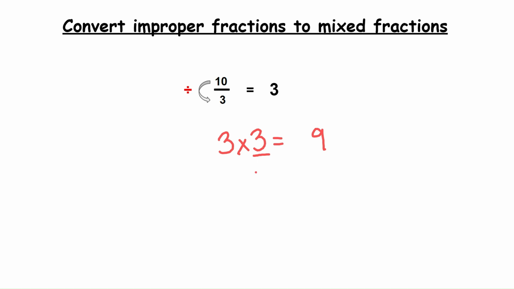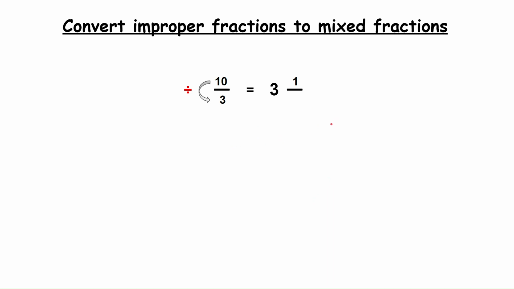So now that we've calculated our whole number, we need to calculate the numerator of our mixed fraction. Now the numerator is going to be the remainder. That means what was left over after we divided 10 by 3. So what was left over? Well, we can calculate that by taking our number 10 and subtracting 9, which is 1. So our remainder is 1 and our numerator is going to be 1.